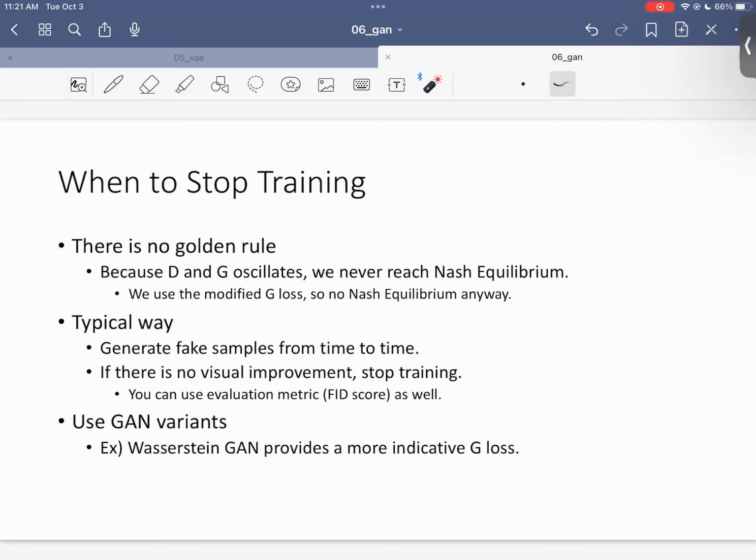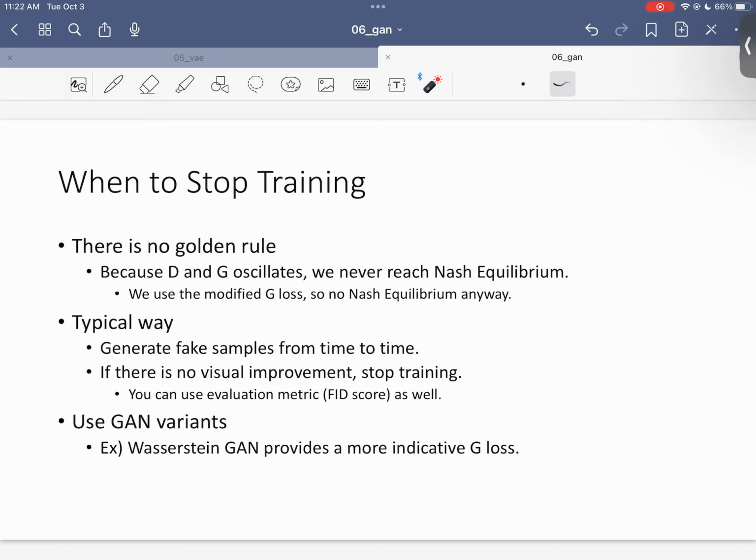You just need to, because D and G oscillate: D wins, and G wins, and D wins, and G wins. They take turns, trying to dominate the other. So because D and G oscillate, we never reach Nash equilibrium. I mean, there is no Nash equilibrium anyway, because we're playing a max game now.